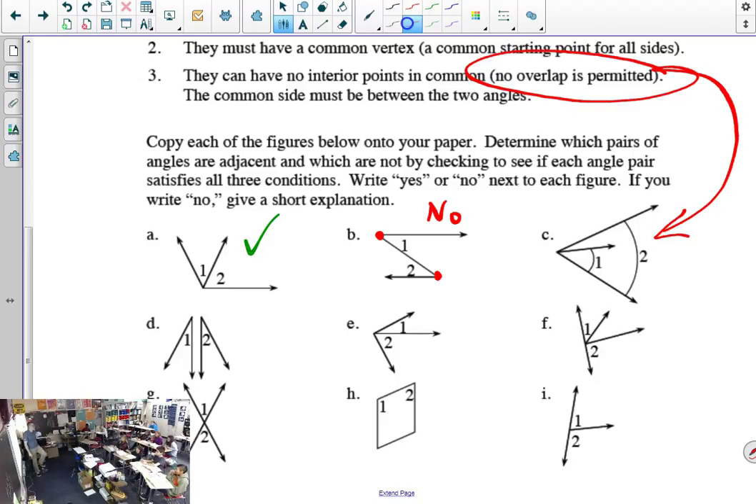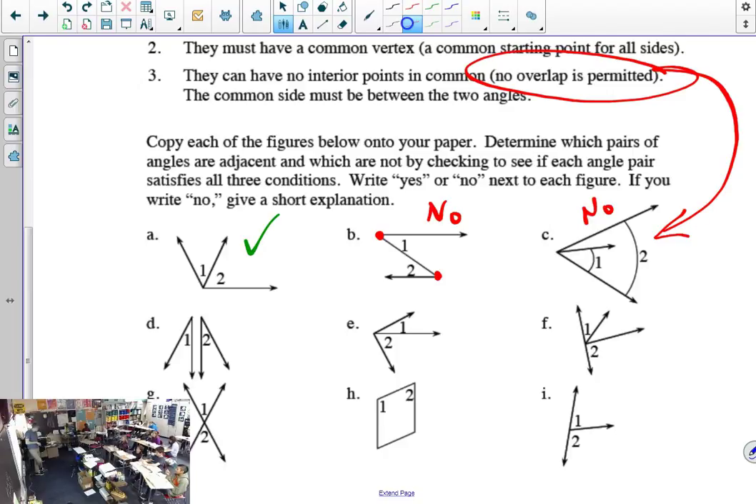Oh, yeah, there's overlap. So even though they do share a side, this is tough. They share a side, but there's overlap. The one is inside the other one because angle 2 is so big and angle 1 is inside of it, that doesn't work. So this is not adjacent.